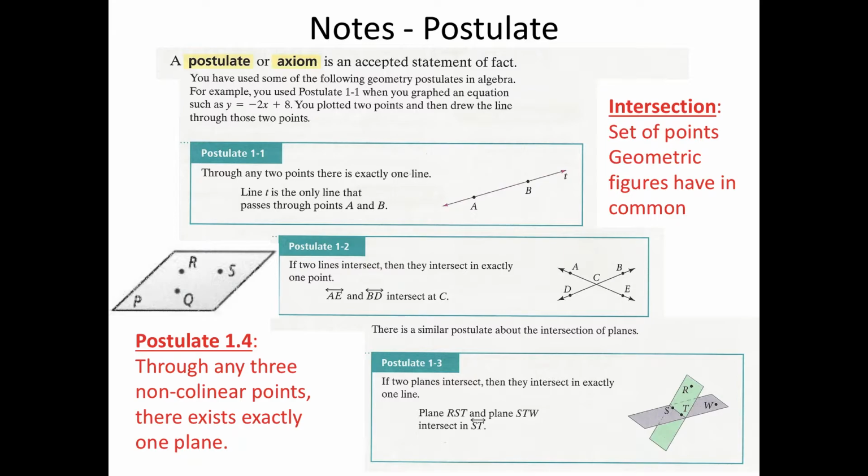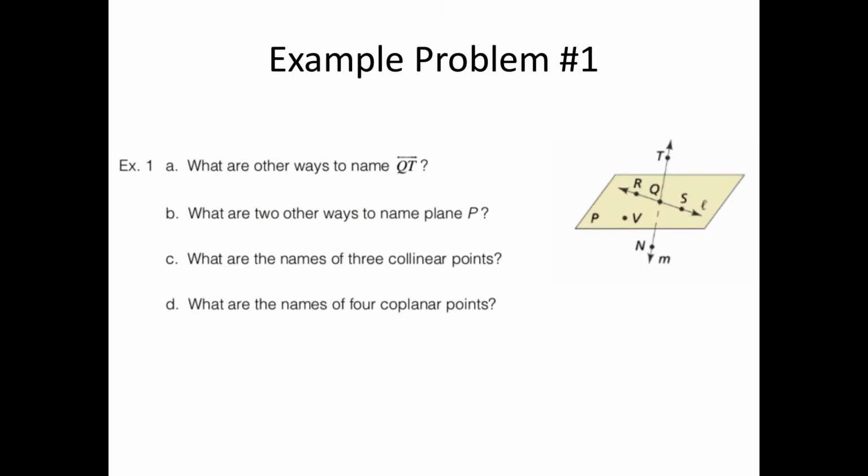All right, so now, as part of your notes, I always give you some example problems as well, so ones you can look at, so just make sure you know what's going on. So let's look at the first one. Okay, there's a line there, QT. How else could I name QT? What's another way I can name QT?